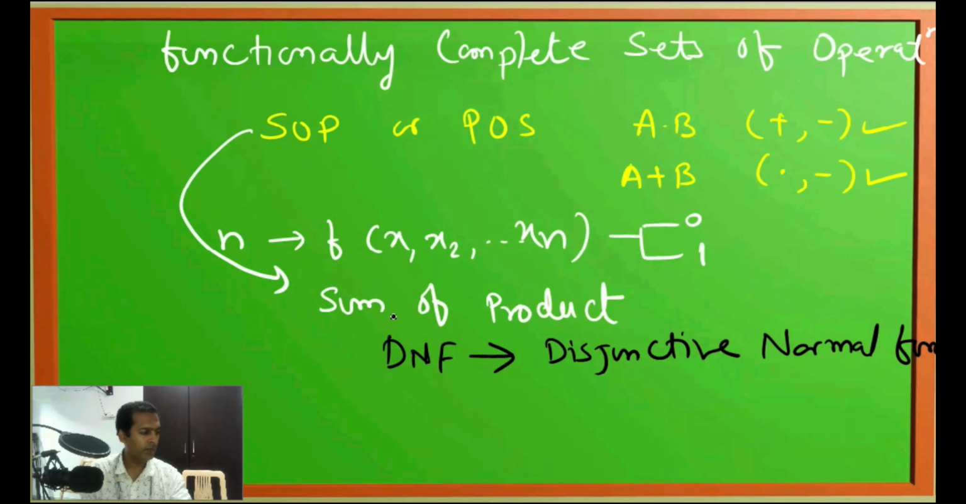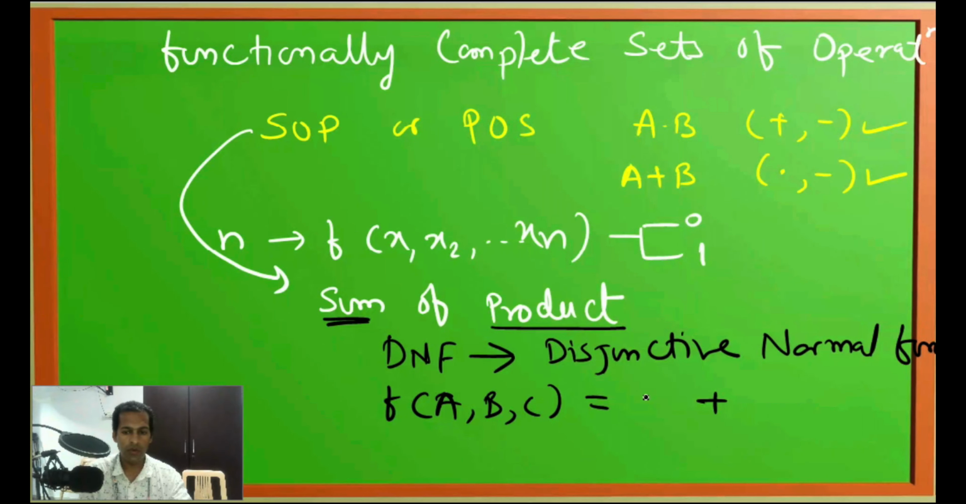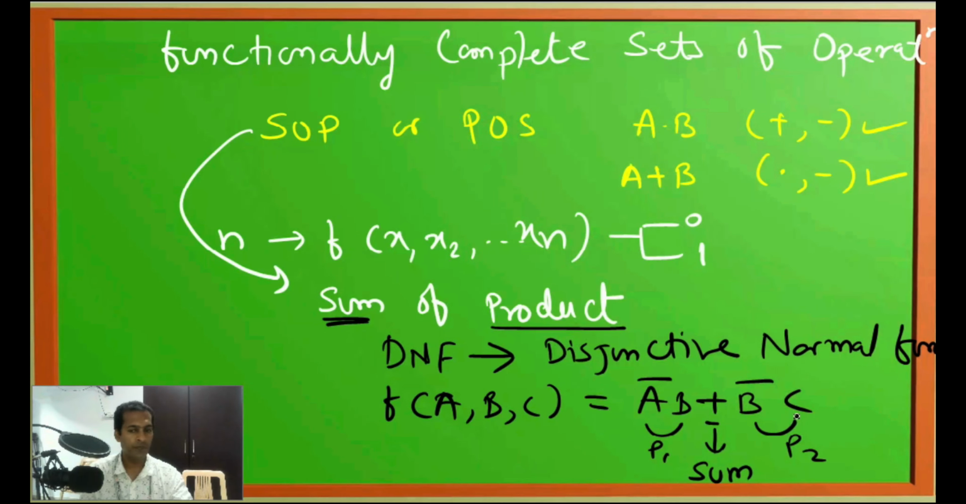For example, f of a comma b comma c is equal to, what we have to do? Sum of what? Product. So here we should have some product involved. So this is sum of these two products. This is product 1, this is product 2. So this is SOP form.